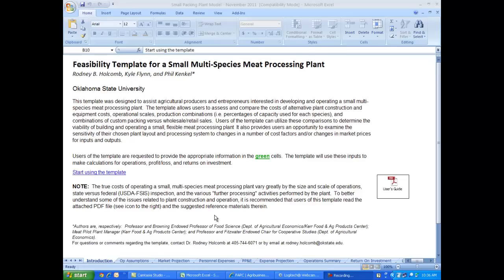Now, whether this is a state-inspected plant or a federally inspected plant, there are a lot of issues to be taken into consideration. The cost of building the facility, the cost of equipping the facility, and how the facility will operate to generate a profit for its owners.